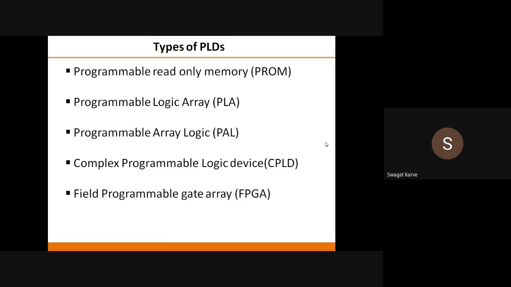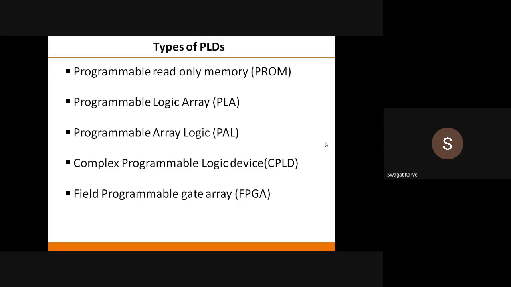And the last one is FPGA, right? What is the long form of FPGA? It is field programmable gate array. I will repeat. What is FPGA? Field programmable gate array. Okay. So these are the main 5 types of the PLDs that are available with us.